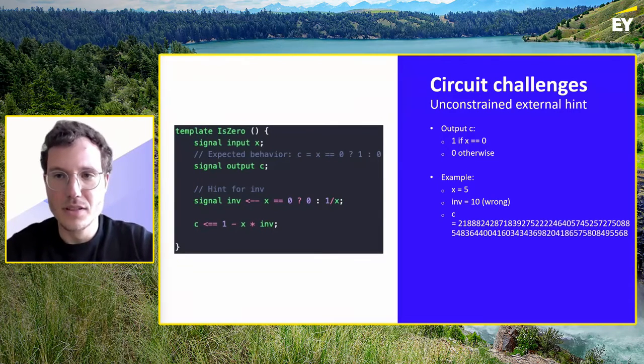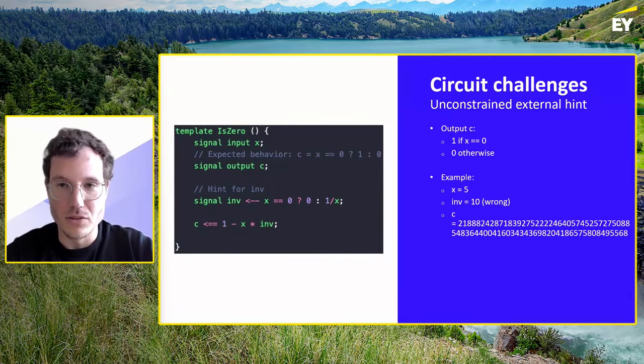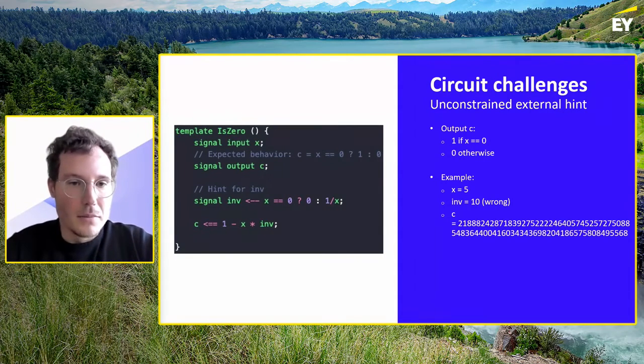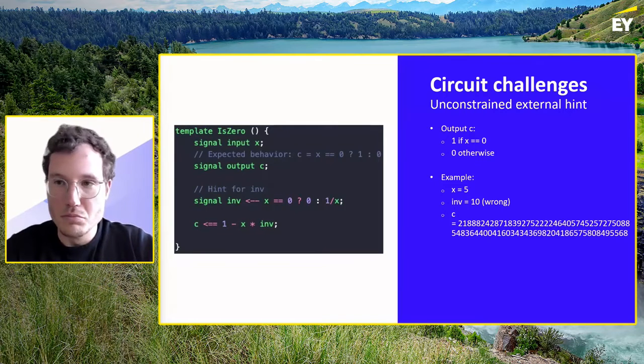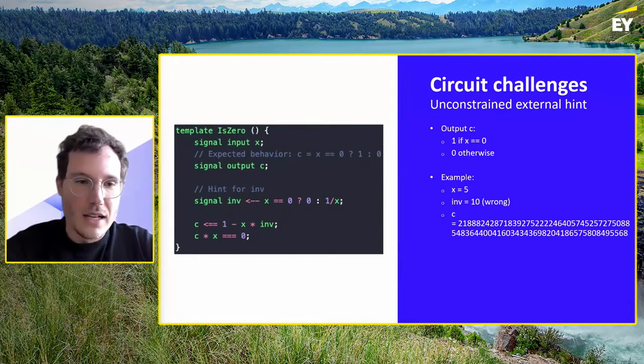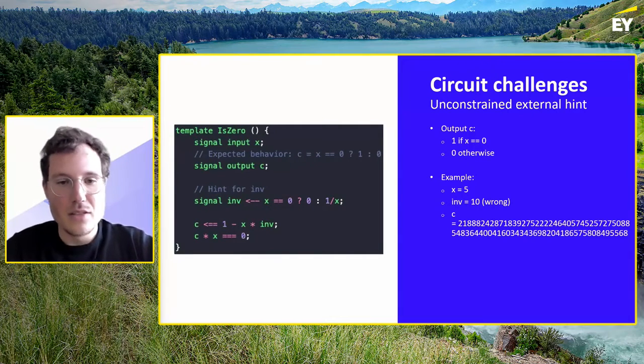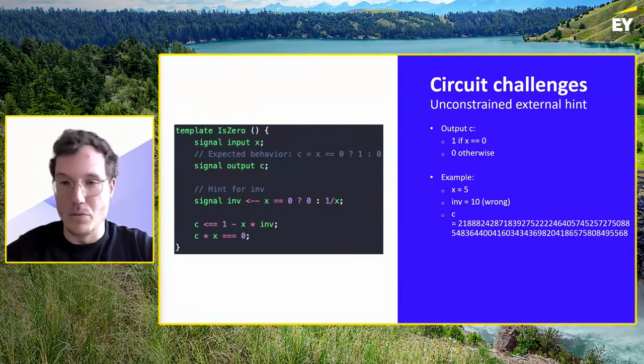On the right, our input X is 5, and the actual output we should expect here is 0, right? Because 5 is not equal to 0, so the circuit should return 0. But if we manage somehow to set inf to 10, for example, which is not the inverse of 5 in the field, then our output C is extremely wrong and does not adhere to 0 or 1. So the fix here is actually one more line. We need to add a constraint to ensure that either X or C is 0. This will guarantee that the output C will be either 0 or 1 and no other weird value.